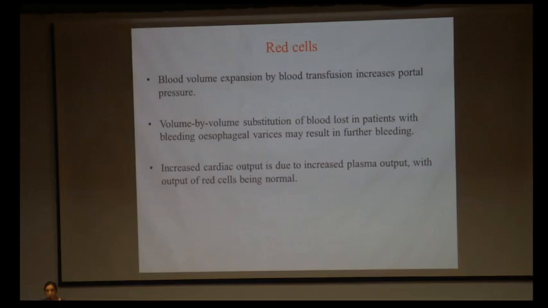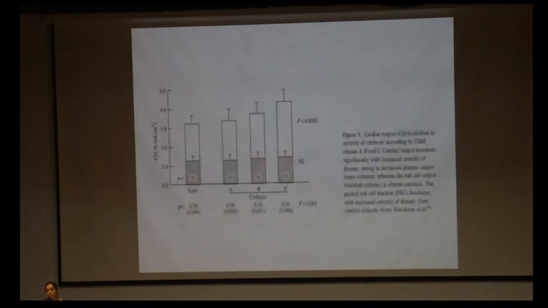Now, red cells. How do they respond to infusion of red cells? Usually RBC infusion results in an increase in portal pressure, and it has been found that volume-by-volume resuscitation again precipitates the risk of bleeding in these patients. Even in non-bleeding cirrhotics, the increase in cardiac output is mainly due to an increase in plasma output, and the output of the red cells usually remains the same.